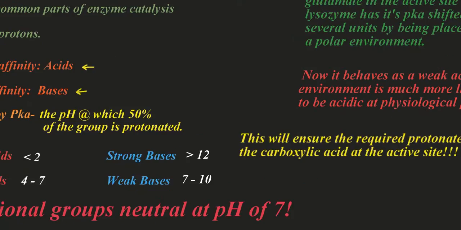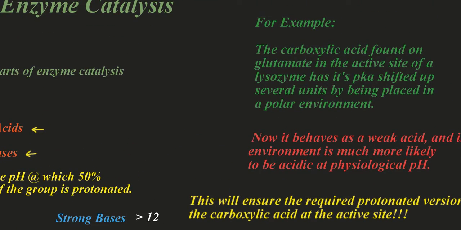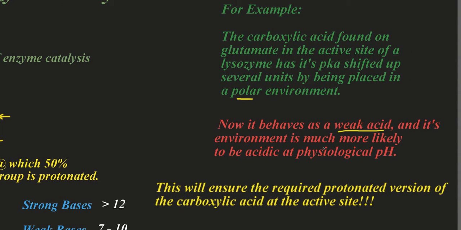For example, lysozyme. The carboxylic acid found on the glutamate in the active site has its pKa shifted up several units by being placed in a polar environment. Now, instead of behaving like a stronger acid, it behaves like a weaker acid. And it's more likely that the environment can be acidic relative to its new pKa that it's increased to.